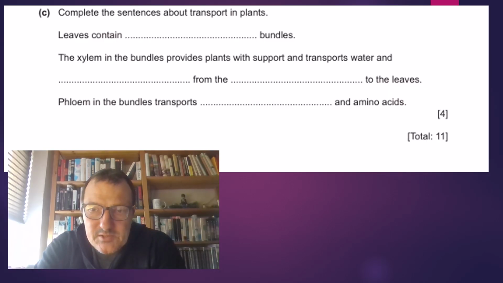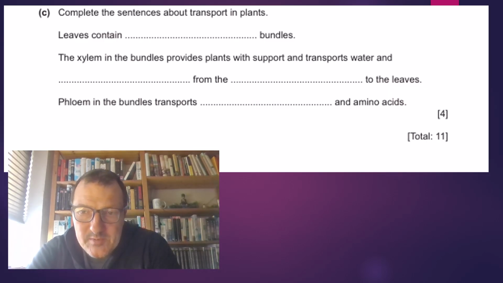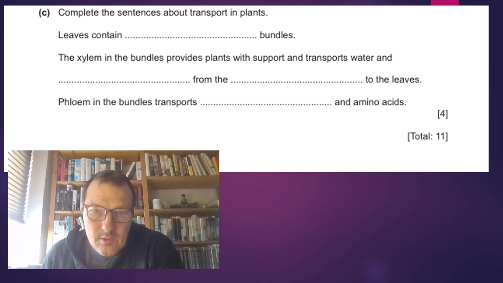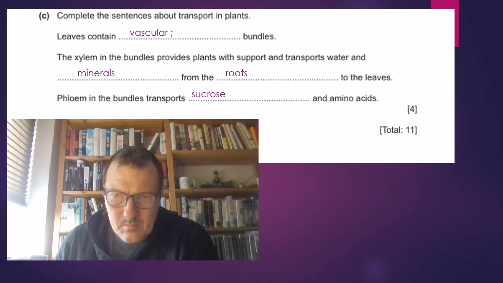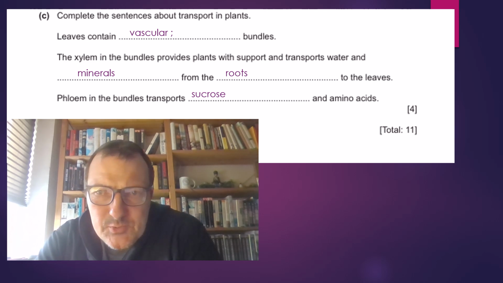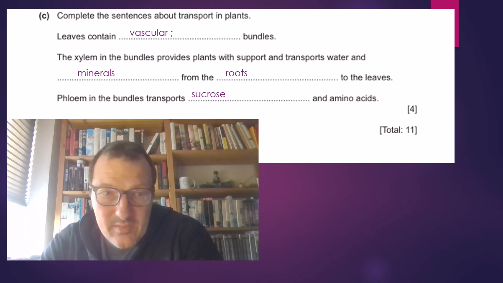Our next question goes over into the chapter about transport in plants and asks us to complete the sentences about bundles and transport about the xylem and the phloem. So try to come up with your own answers, and then on the next slide I'll give you my answers. Again, compared to some of the extended questions, it's really short answers we have to give here, but again, you have to know the answers to get the points.